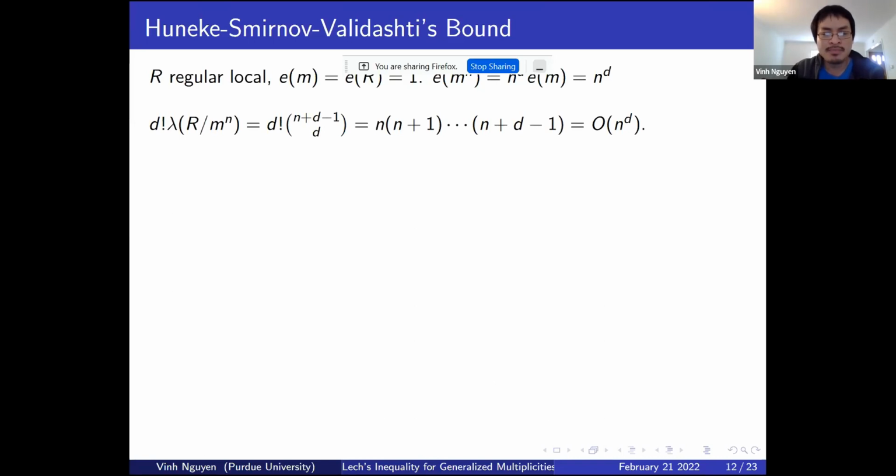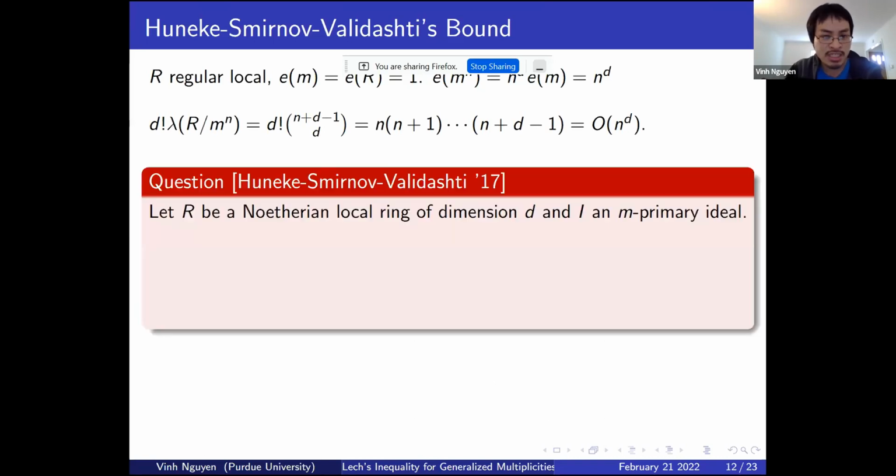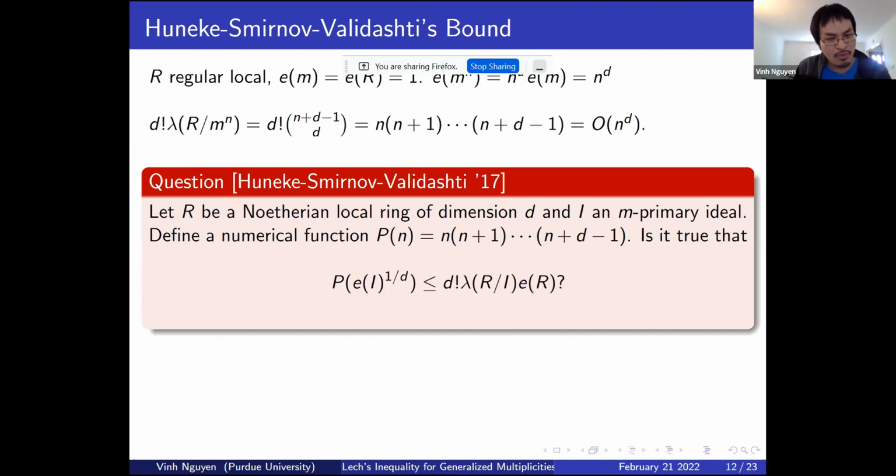So this example here led to a question by Huneke-Smirnov-Validashti. If we define a numerical function based on this computation here, they asked whether, when we plug in the dth root of the multiplicity of I into this numerical function, this is bounded above by the quantity in Lech's bound. It turns out that if this bound is true, then based on the calculation above, it's going to be sharp when R is regular local. So again, we're going to take I to be a power of the maximal ideal.